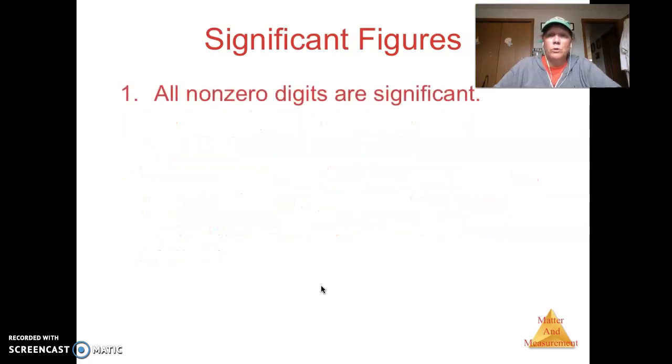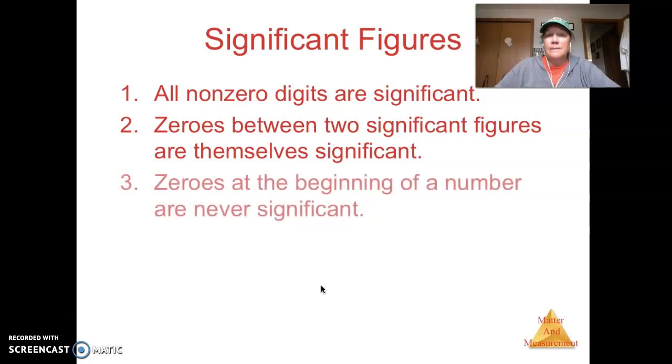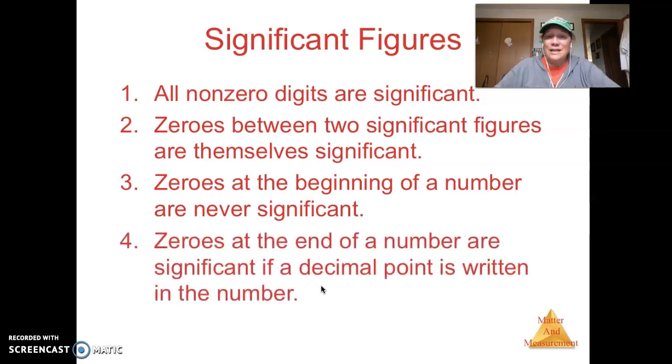Okay, so which ones are significant? Well, all non-zero numbers are significant. So 1 to 9, those are all significant. Zeros in between. So like if you have 101, that zero is significant because it's in between. Zeros at the beginning of a number are never significant. So if you've got a number less than 1, like 0.0009, those zeros aren't significant until you get to the 9. And then zeros at the end of a number are significant if a decimal point is written.